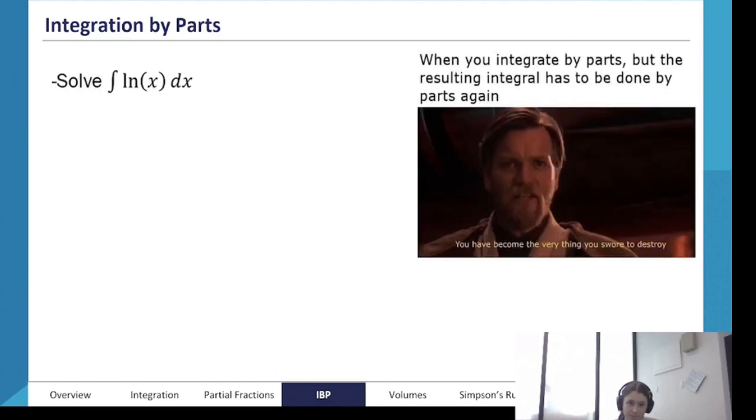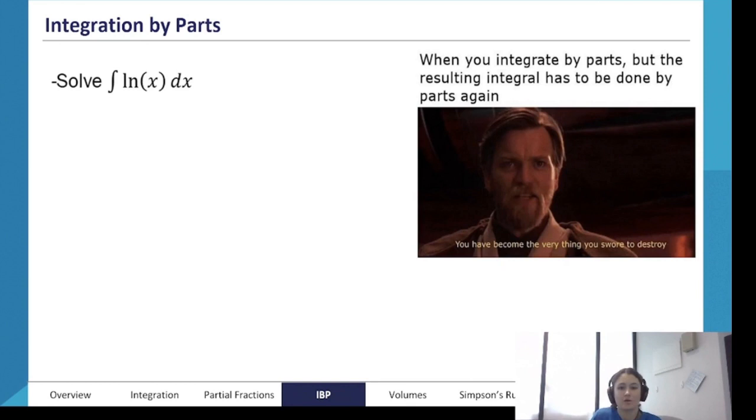So in this section here, we need to solve the integral of ln x. This is a pretty standard complex question, or something that maybe your teacher will give you in class as kind of like, oh, try this, you won't be able to do it. But once you know the trick, it's actually very easy. And of course we have this Star Wars meme: when you integrate by parts, but the resulting integral has to be done by parts again. That's actually very frustrating. You've become the very thing you swore to destroy. Very accurate.